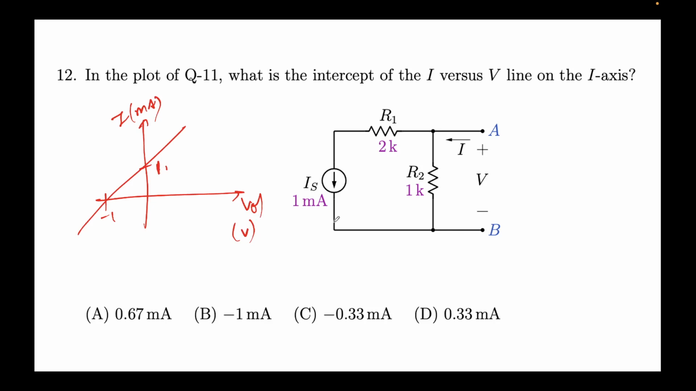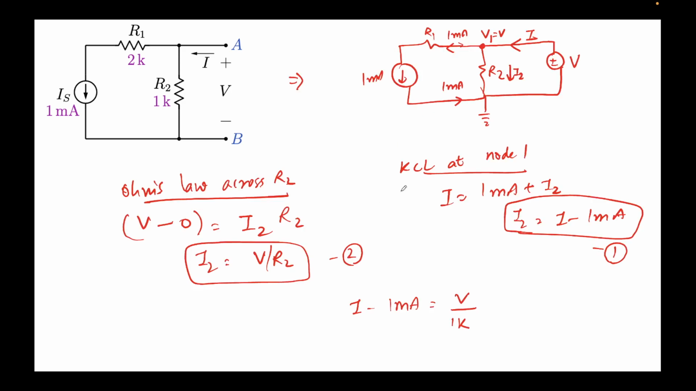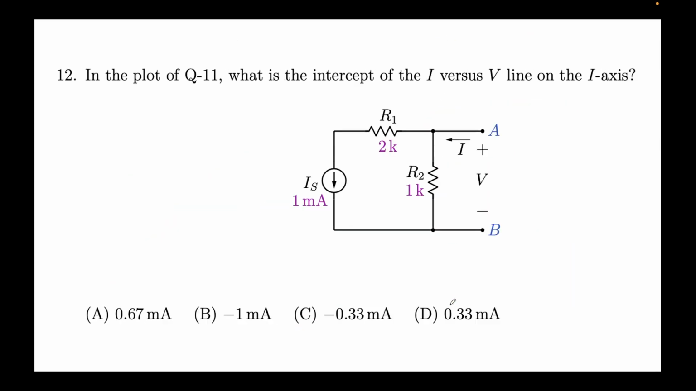The value of 12, just hold on a second. Just give me a minute. I should be equal to I2 plus 1, that's correct. I should be equal to I2 plus 1, I2 should be I minus 1, V should be I2 times R2. So I minus 1 should be equal to V by K. Yeah, so that is correct.